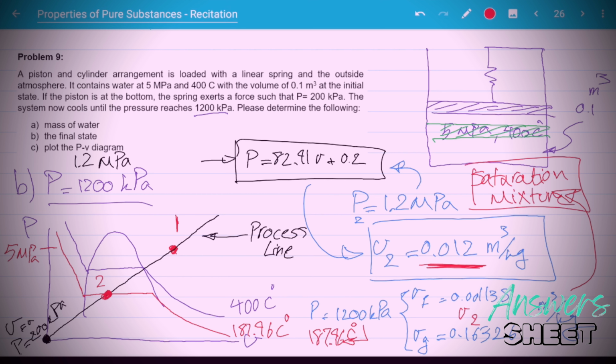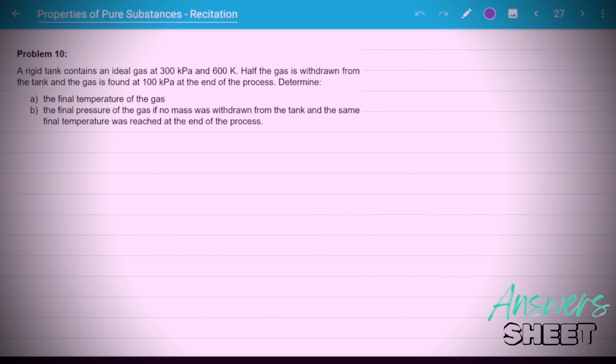So our second state, in order to answer part B, is a saturation mixture. And for part C, to show the entire process on a PV diagram, the entire process is this green line, cooling down from point 1 to point 2. Please pay attention that when dealing with linear springs, during the process, pressure has a linear dependency on volume. That's why we have to draw this black line, and then we continue to find the linear equation between the pressure and volume.